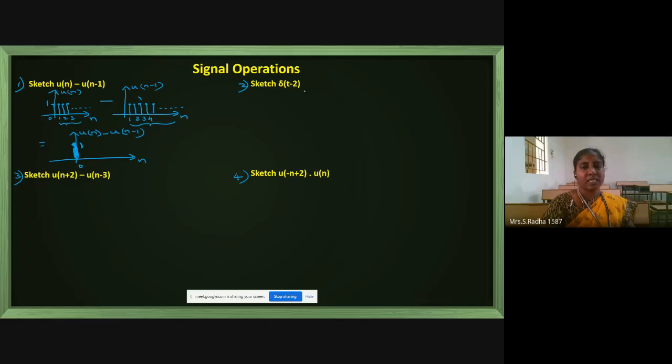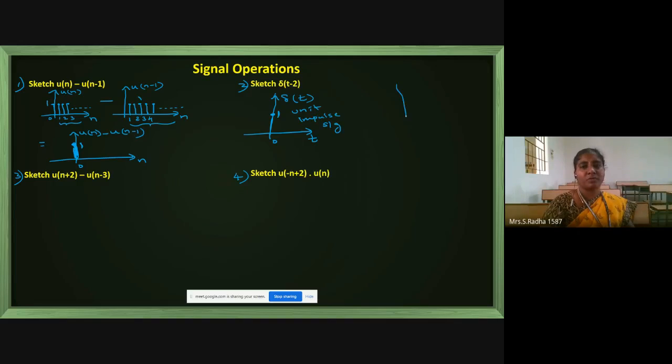Now I am going to the second diagram, u of t minus 2. So you have to take the appropriate variable t on the x-axis, del of t on the y-axis. Del of t means impulse signal. Height is 1 at origin. The name of the signal is unit impulse signal.